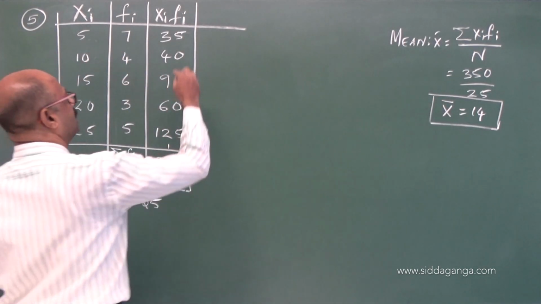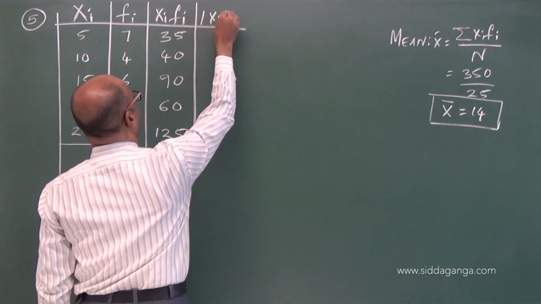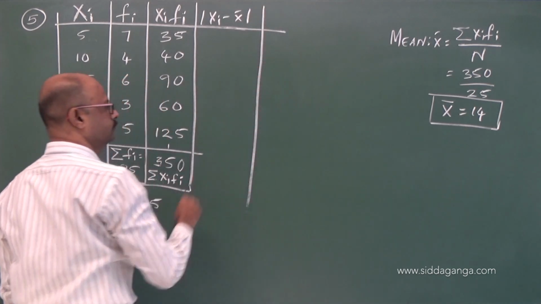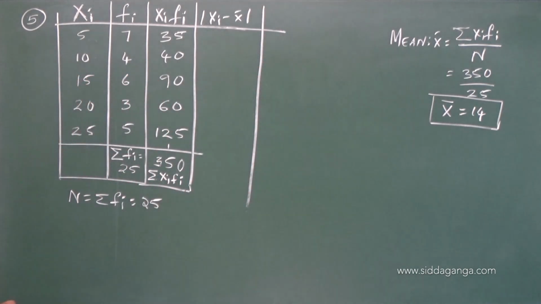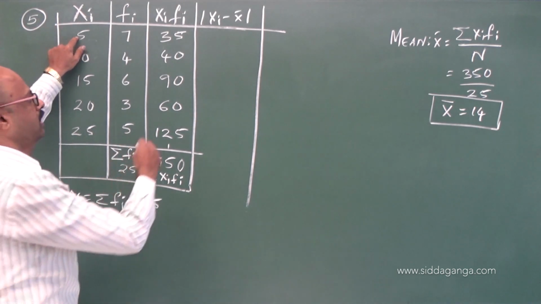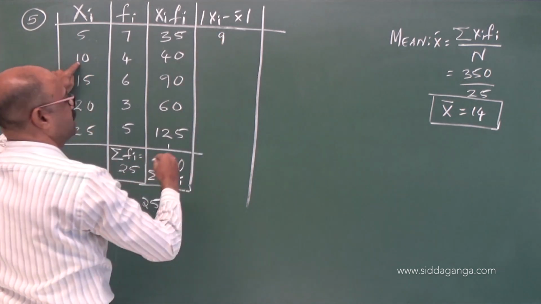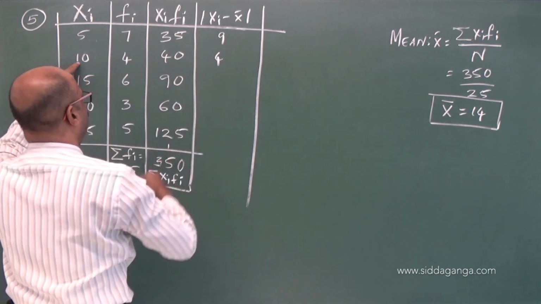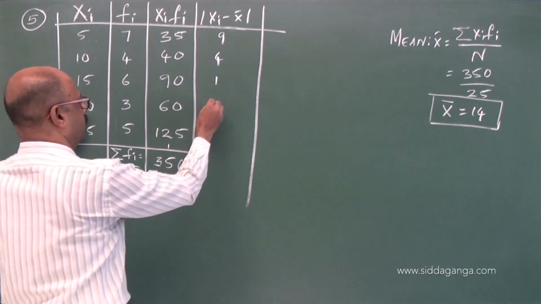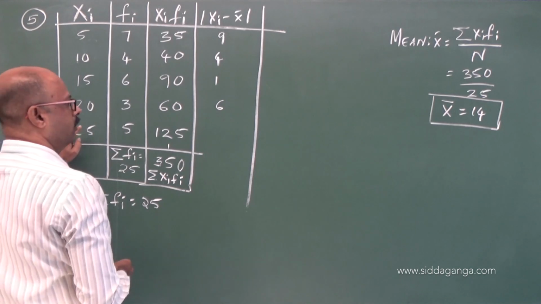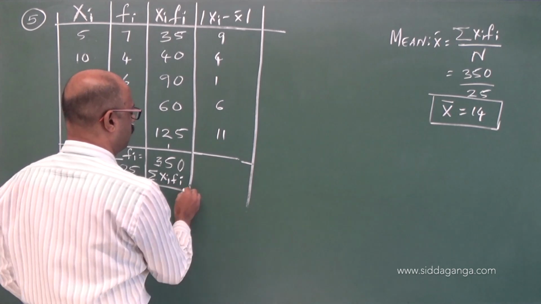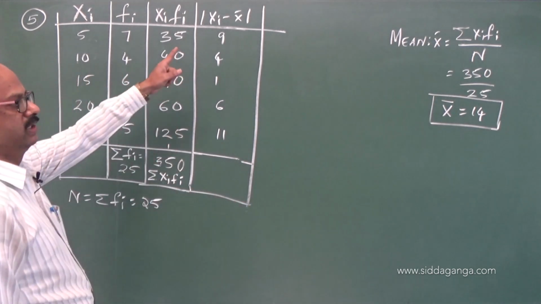Now we will calculate modulus of xi minus x bar, the absolute value. Xi minus x bar modulus means: 5 minus 14, you will get 9. Next 10 minus 14, you will get 4. 15 minus 14, you will get 1. 20 minus 14, you will get 6. 25 minus 14, you will get 11. So this is how we find modulus of xi minus x bar.